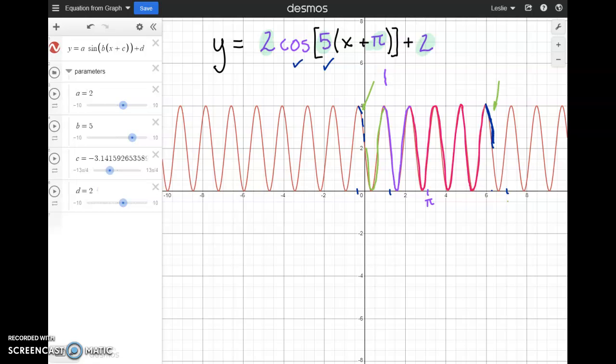All right. Also notice that the midline is still up 2 units. So my vertical shift is still 2. My amplitude is still 2 as well. Sine and cosine are just shifts of one another. The only thing that's going to be different is my C value.